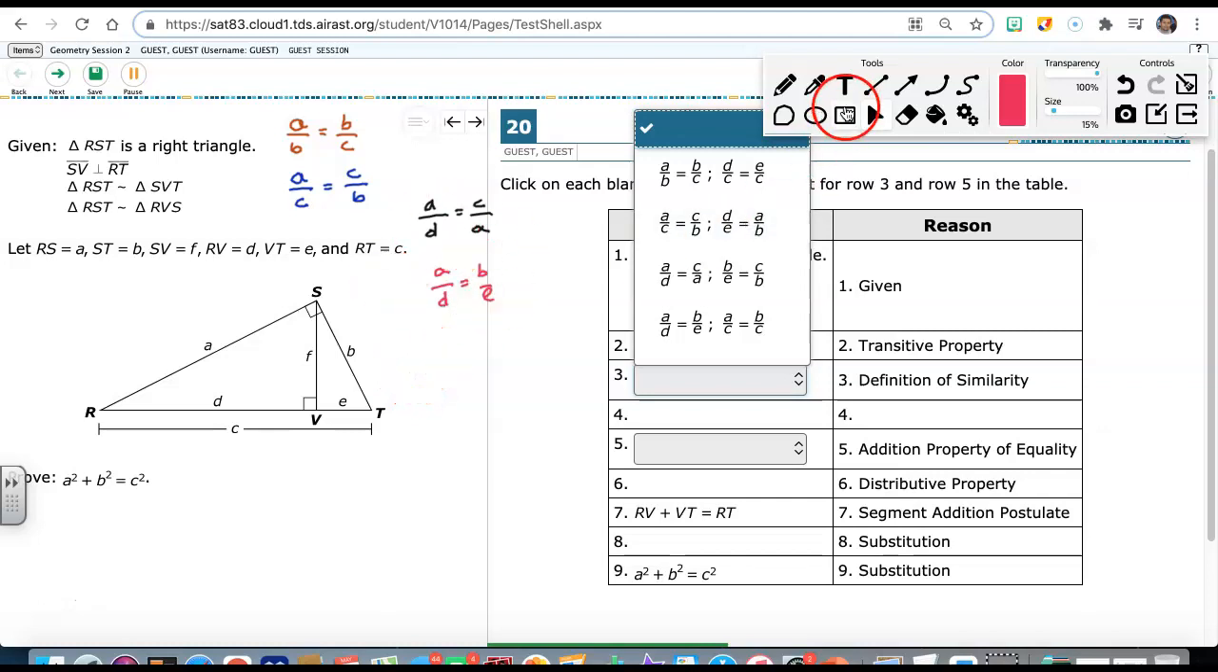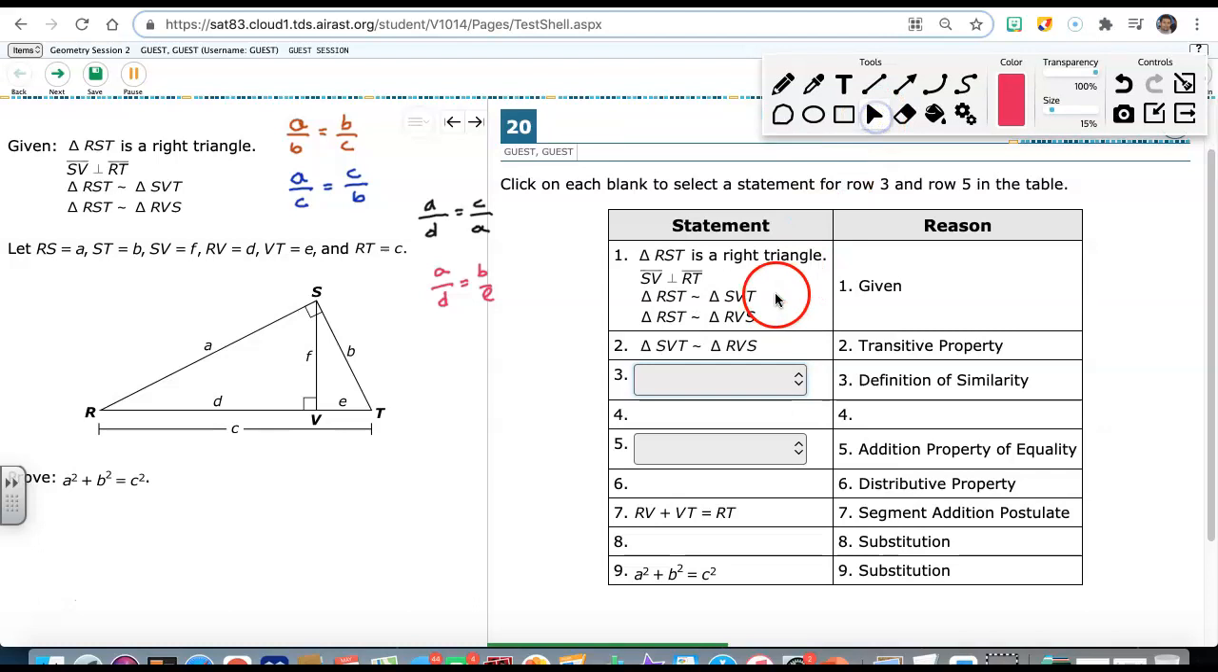Let's read number 20. Click on each blank to select the statement for row 3 and row 5. So this is a proof. I have to complete the 3 and 5. This is the given information on the left side. Triangle RST is a right triangle. So the big triangle is a right triangle. SV is perpendicular to RT. Yes, that makes sense.